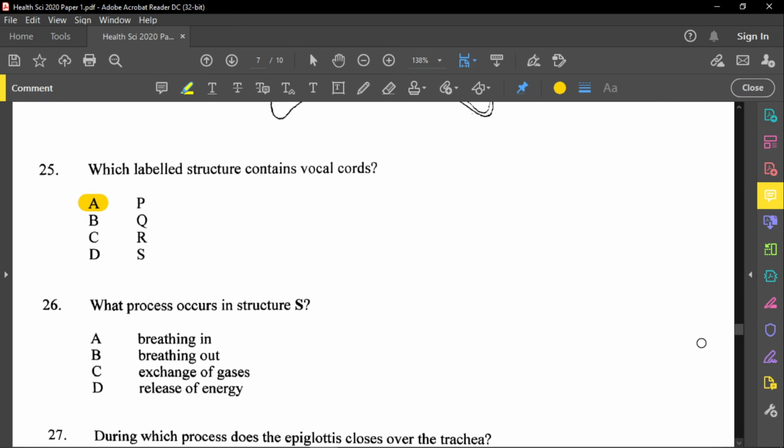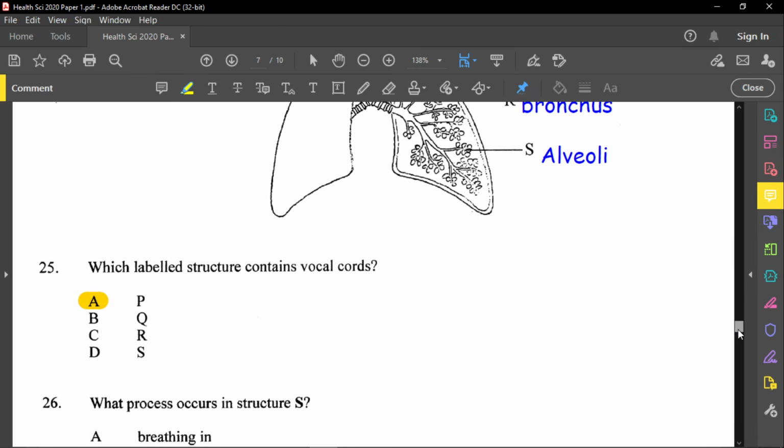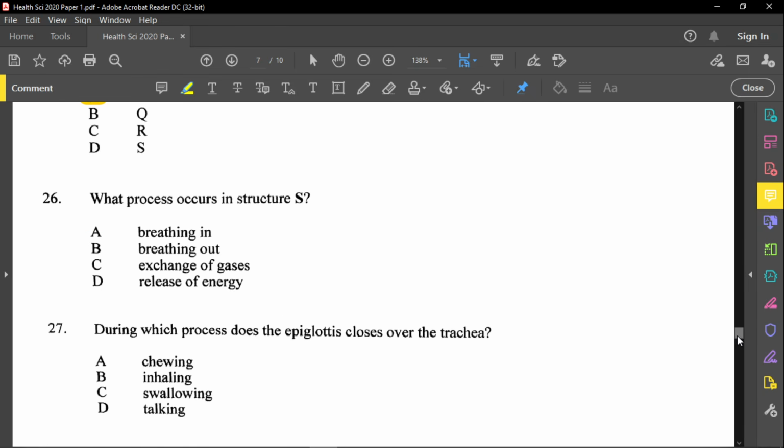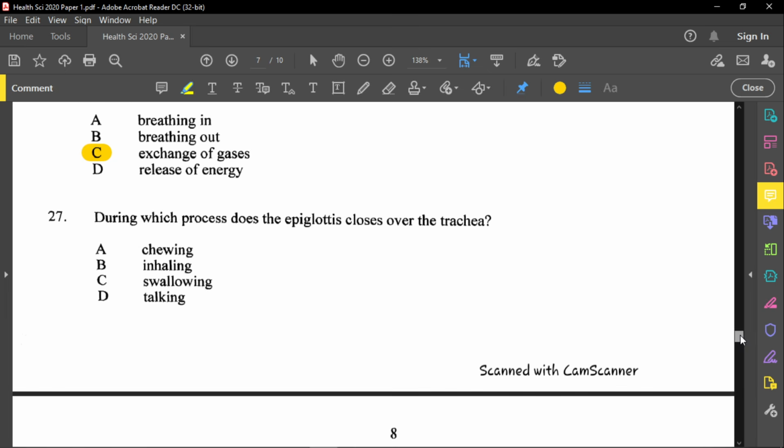Now 26 asks what process occurs in structure S. Let's go back to see what structure S is, and structure S here is the alveoli. Remember, the alveoli is responsible for gaseous exchange, so it will be exchange of gases. Around the alveoli, you'll find a lot of blood capillaries that will take in oxygen and release carbon dioxide. At that point, the blood will become oxygenated, rich with oxygen.